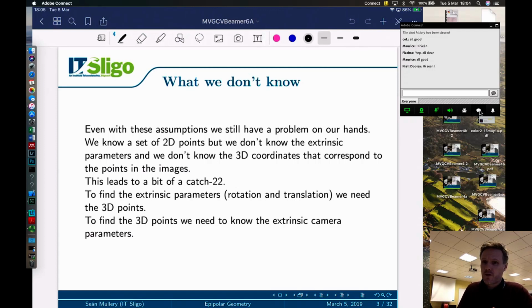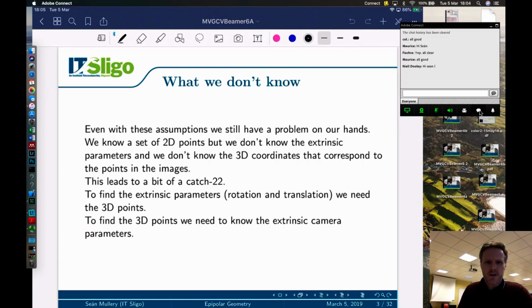We don't know the 3D coordinates that correspond to the points in the images. So all we've got so far is just points in images, which are 2D coordinates, and we don't know the main things that we really want to find out, which is how the camera has moved between these different positions, and what the 3D coordinates are that we're looking at. Because obviously the final thing we want is to get to 3D coordinates that we can actually see.